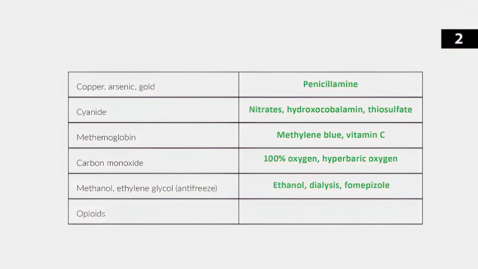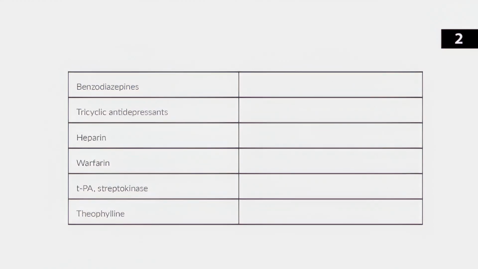Next, we have the opioids. What is the reversal agent here? It's going to be naloxone more often or naltrexone. Antidote for benzodiazepines is going to be flumazenil. Tricyclic antidepressants, you're going to alkalize that urine with sodium bicarbonate to help get rid of these. For heparin, it's going to be protamine.